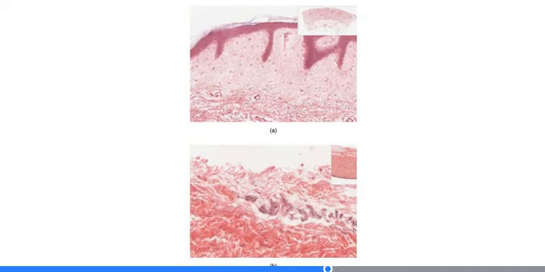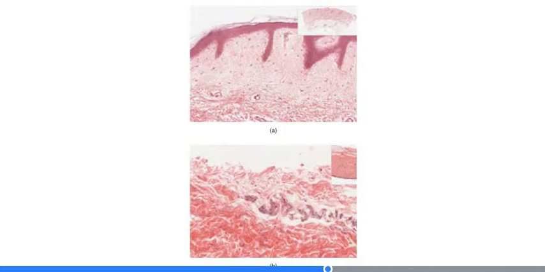These 2 micrographs represent 2 types of skin, and this is in reference to what the epidermis looks like. The top panel, A, is what we would call thin skin, and this micrograph is probably of the scalp, which is the thinnest skin we have. And then B is what we call thick skin, which is, again, probably from somewhere like the sole of the foot or the palm of the hand, which is where we have the thickest skin.